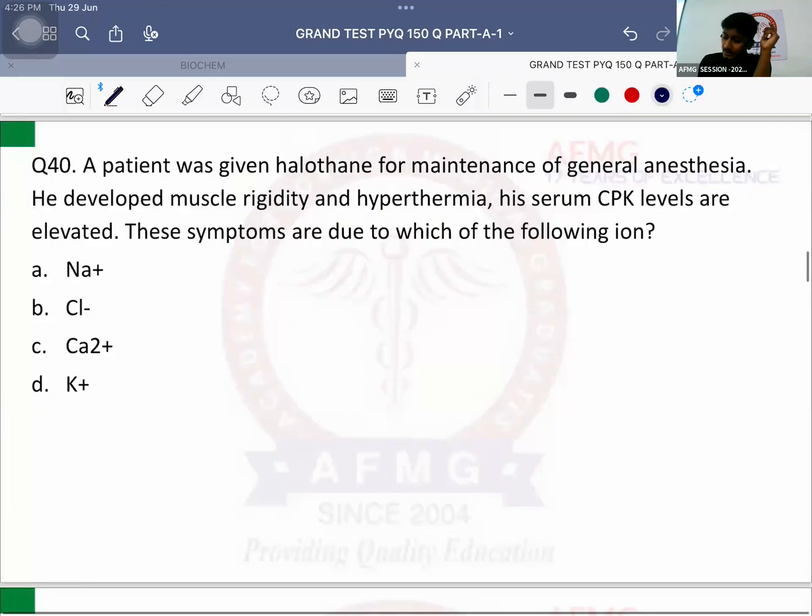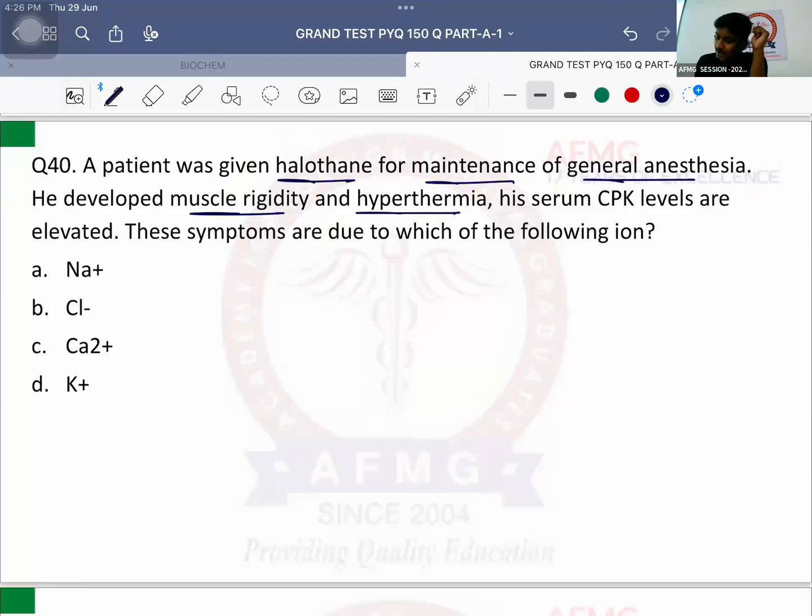Question number 40. इसके बाद break ले लो भले. A patient was given halothane for maintenance of general anesthesia. He developed muscle rigidity, hyperthermia, and serum CPK, creatine phosphokinase levels were elevated. These symptoms are due to which of the following ion? Important. Provisional diagnosis? Very good. It is a case of malignant hyperthermia.